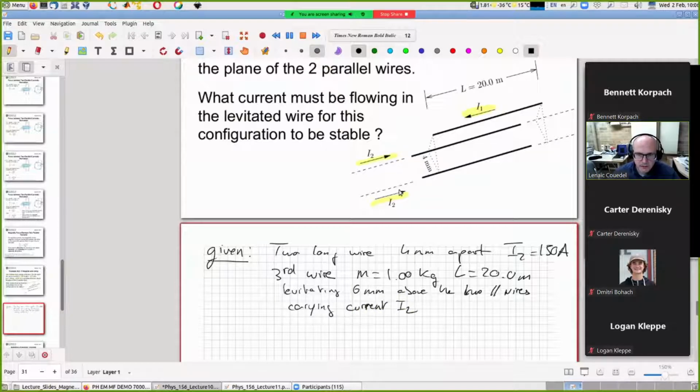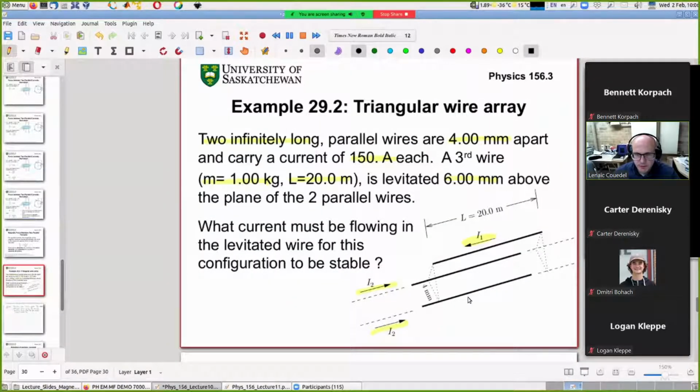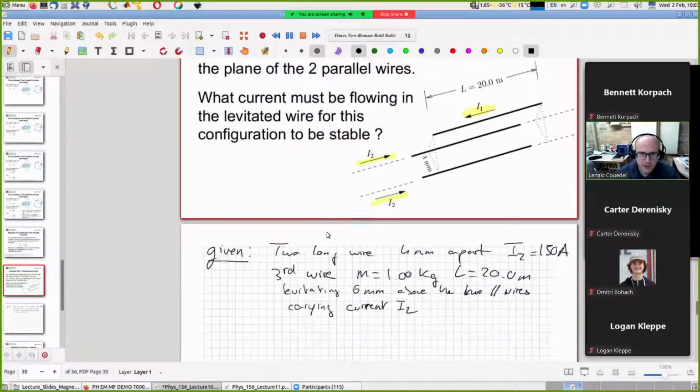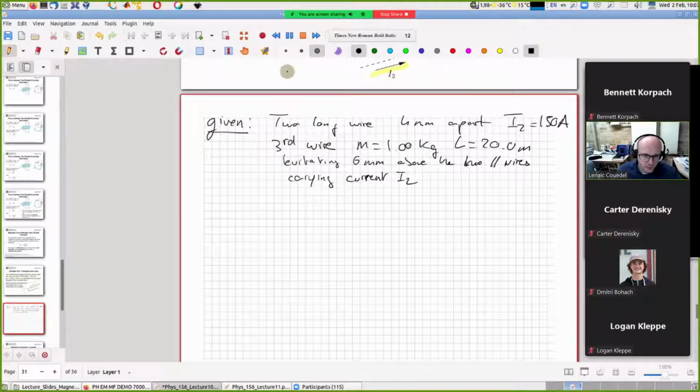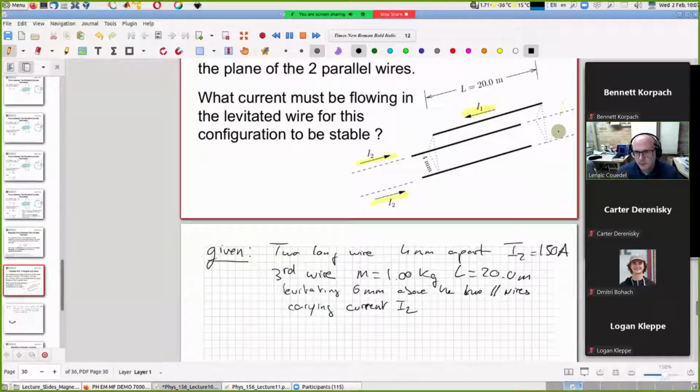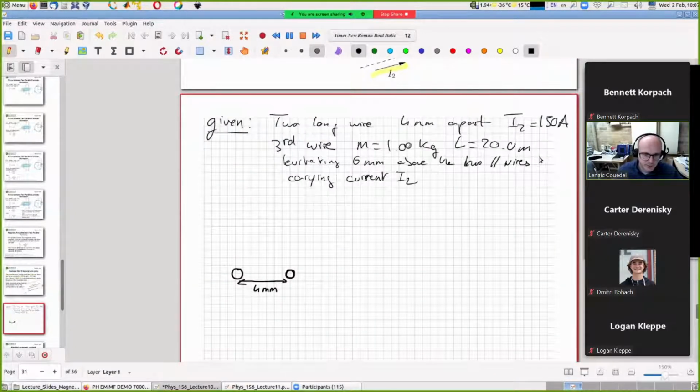When you have a situation like this, you see here you have a 3D schematic, which is not necessarily very easy to solve the problem with. So we can redo the schematic. We have the two parallel wires. They are 4 millimeters apart. And they're carrying the current in the same direction. So we are going to put our I right there, which means the current is flowing toward us.